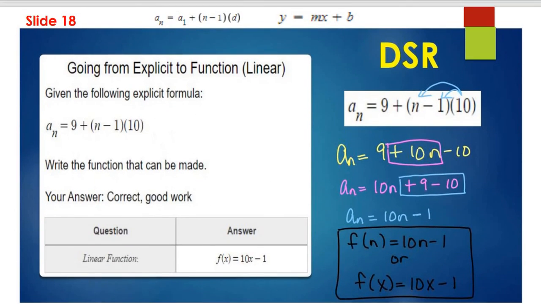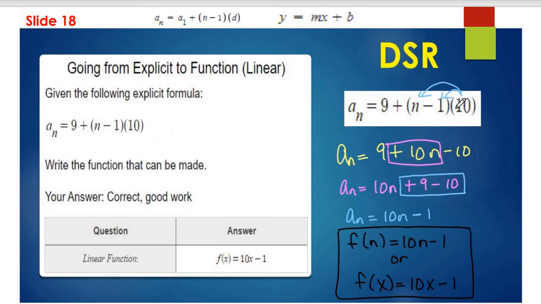Slide number 18. When you're looking at this, you have the explicit formula, which they've already worked out for you. You're going to use DSR: distribute, simplify, replace. As I look at this, we have distribute right here. This first step is to distribute. So I'm going to bring down my 9. 10 times n is 10n, and 10 times a negative 1 is a negative 10. Now sometimes the common difference is written in front of the parentheses instead of behind. If it is, you still work the same way.